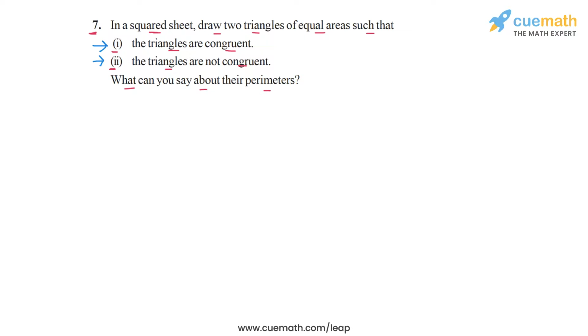In part 1 we have to draw two triangles of equal areas such that the triangles are congruent. So let's draw any two congruent triangles. So let's take vertex A here, vertex B here, and vertex C here. So this is triangle ABC. Let's join the three sides, so ABC.